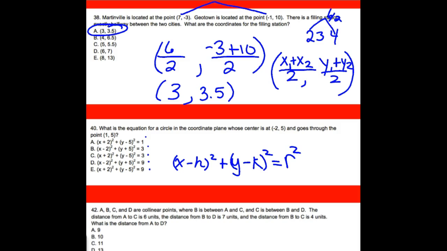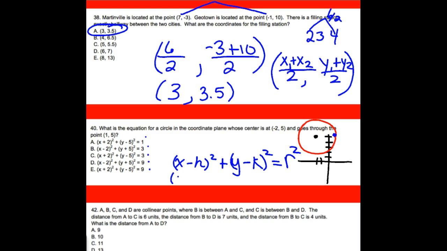My circle is centered at negative 2, 5 on the coordinate plane. Negative 2, 1, 2, 3, 4, and 5. And it passes through the point 1, 5. So 1 over, 5 up. My circle is going to go around like this. The circle's equation is dependent upon its center, which I know, and its radius, which I'm going to find.